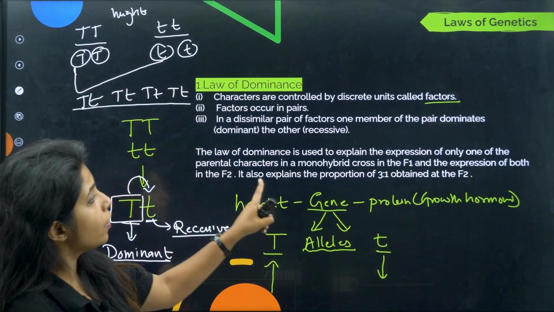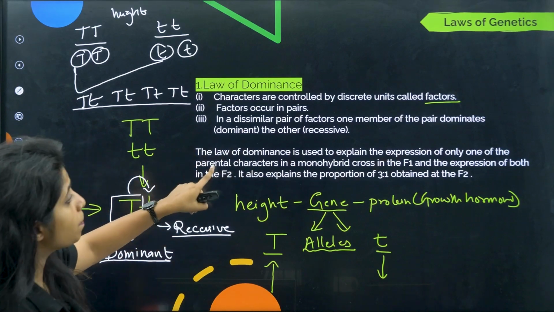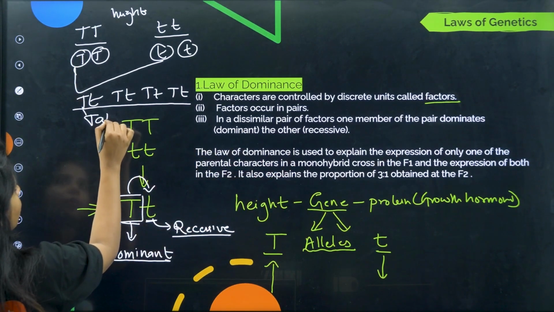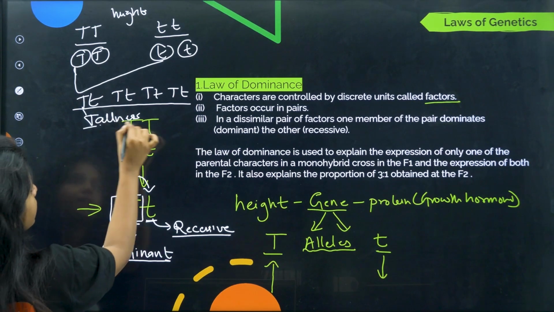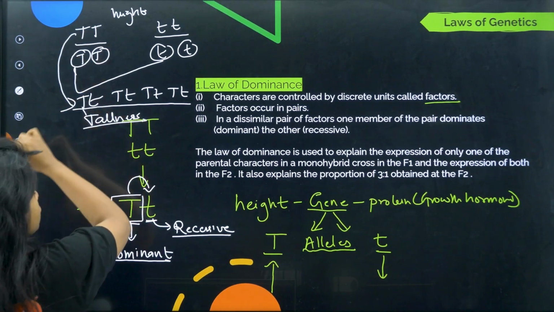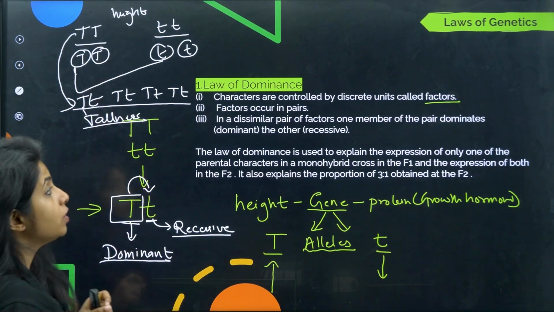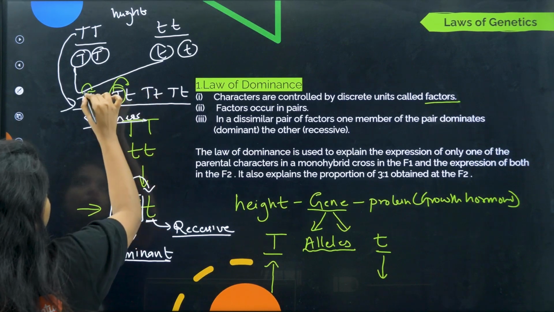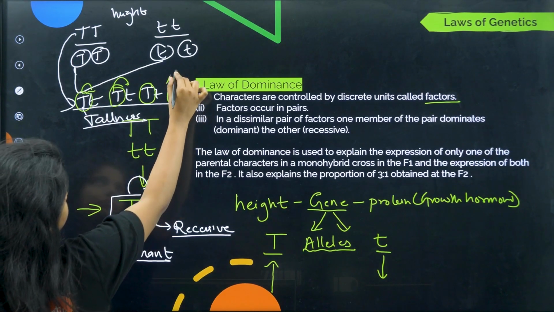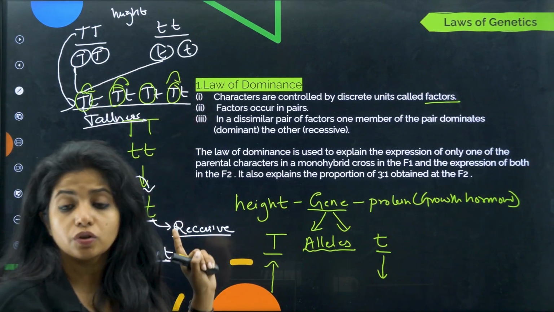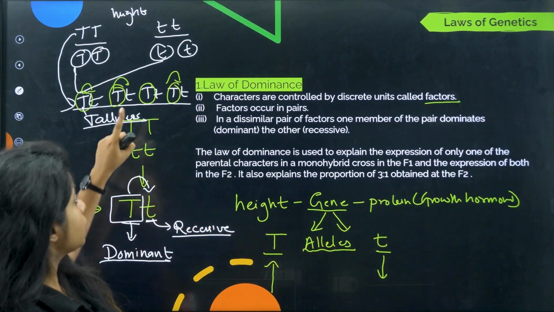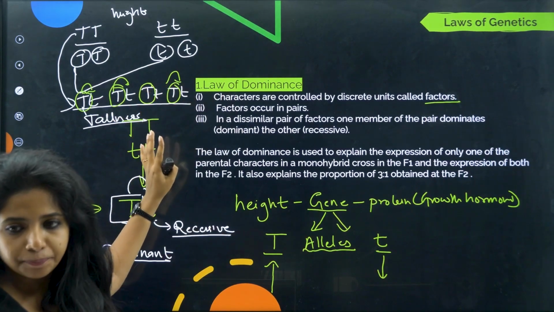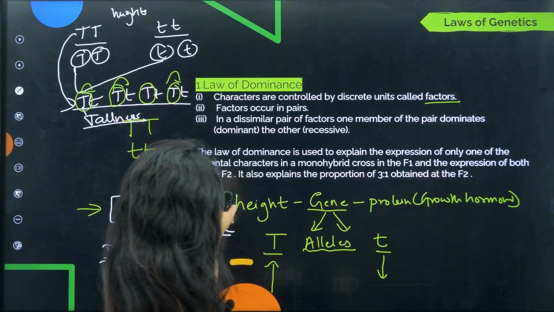Okay. So, the law of dominance is used to explain the expression of only one parental character. What is that one parental character shown over here? All of the children are tall. So, tallness is the one character being shown in the first generation, and this is because of the law of dominance, because each allelic pair, if you see, has one dominant allele. This is the reason that in the F1 generation, all of them are tall. And this is known as a monohybrid cross because you're just talking about one particular character, that is height, nothing else.